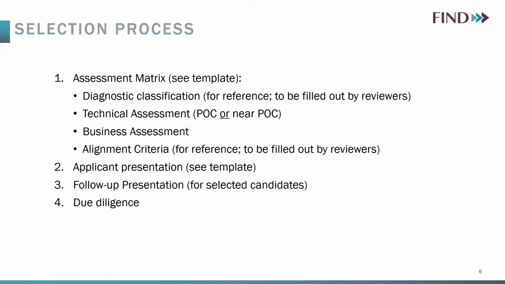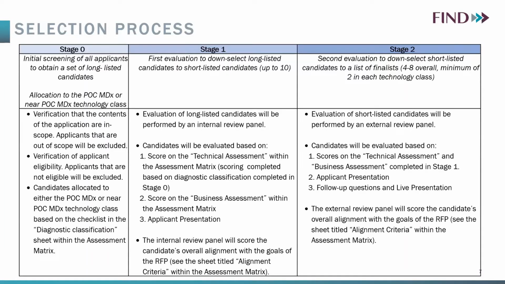In the second step of the selection, at the stage 2 review, we will be asking selected candidates to present. We will be providing them with follow-up questions, and we will be asking them to conduct a follow-up presentation to the external review panel. And then finally, the last part of the selection process is the due diligence, which will need to be completed successfully. So this table goes in more detail on the selection process.